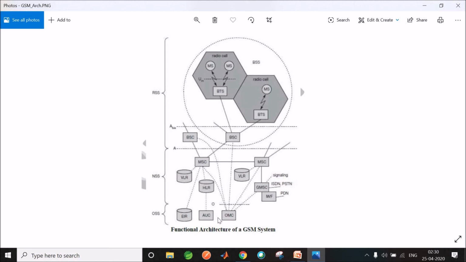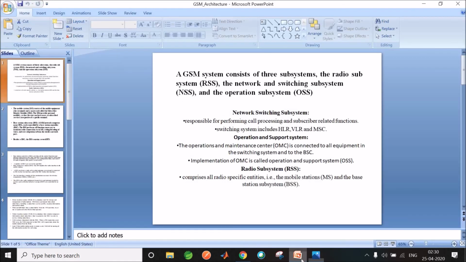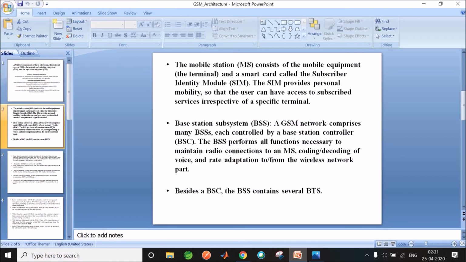OMC is concerned with a small part. It doesn't concern us. Majorly, we will be focusing on what all we have discussed so far. OMC is concerned with operation and maintenance. We will go to the slides now.